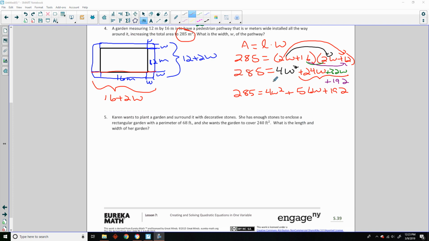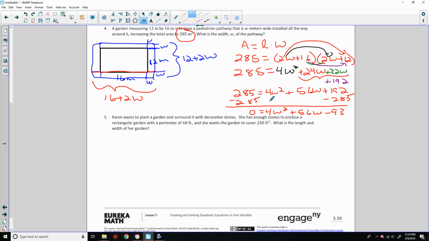In order to solve a quadratic, we need to set it equal to 0, so I'm going to subtract 285 from both sides. And we're going to get 0 equals 4W squared plus 56W minus 93. Okay, 4 is even, 56 is even, 93 is odd, so no GCF.